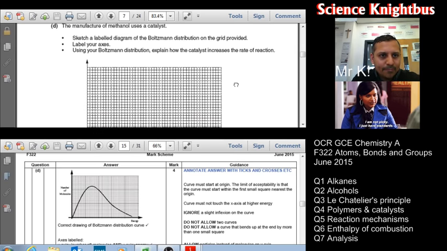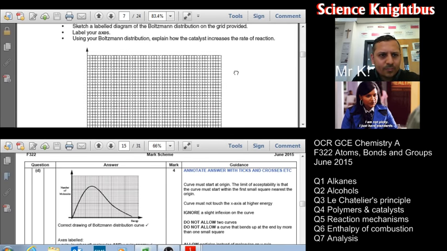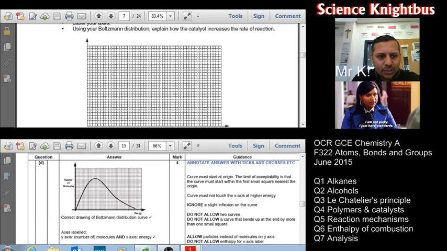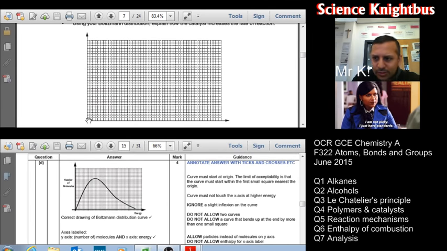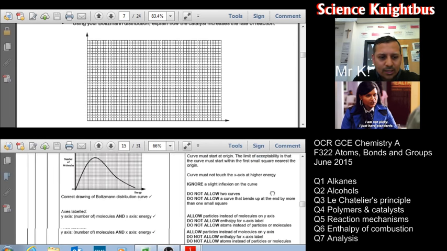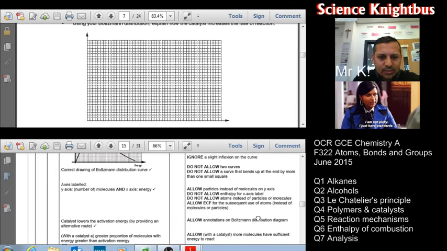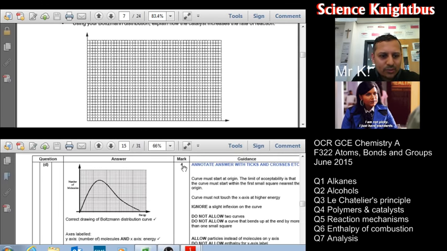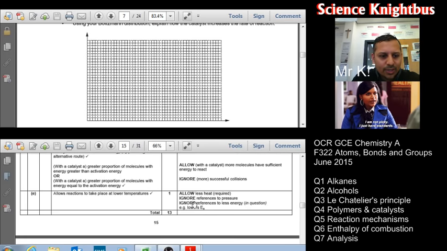Catalyst, you've got methanol with a catalyst. Boltzmann distribution, a straight Boltzmann distribution. Make sure that that's there. The curve must start at the origin, and you must not touch the x-axis at any higher energy. So it must tail off like this, and obviously it must peak. It's a very, very standard response there. Please make sure that you put the labels for the axes as well, number of molecules and energy.